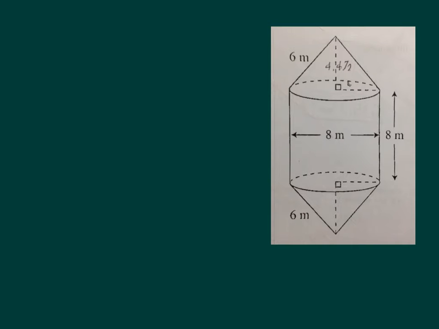Okay, so this is number 4 of type 2. Number 4, type 2 of AA1 on volume and surface area of pyramids, cones, and cylinders. Since this is a type 2, expect that it's not a straightforward question. It's a combination of 2 cones and a cylinder.